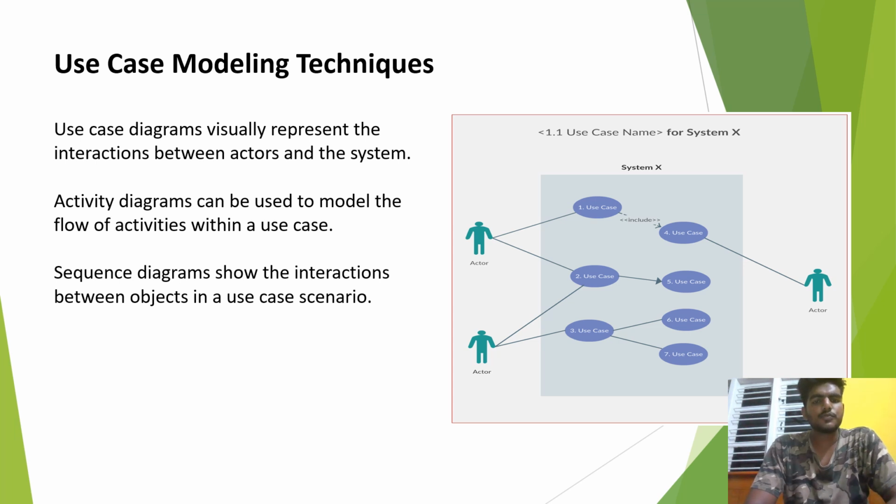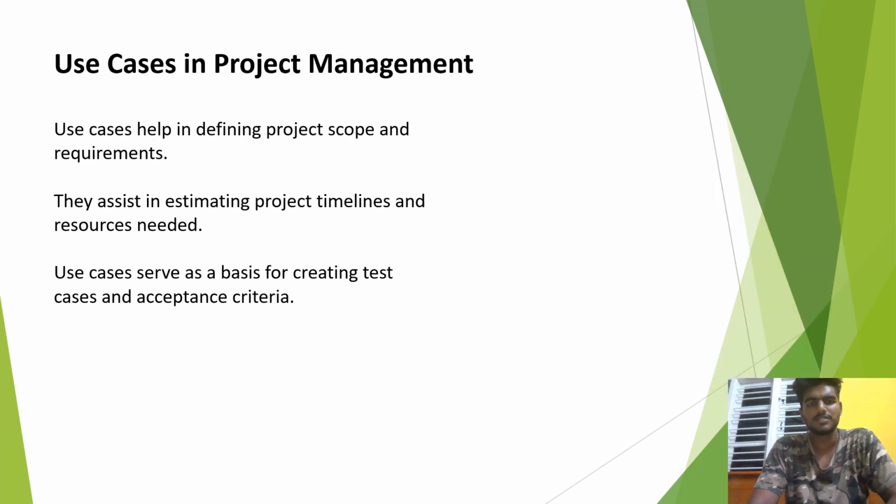Use case diagrams visually represent the interactions between actors and the system. Activity diagrams can be used to model the flow of activities within a use case. Sequence diagrams show the interactions between objects in a use case scenario. So here is the use case name for the system X, the use case from the actor, and use cases. So many actors have different use cases.